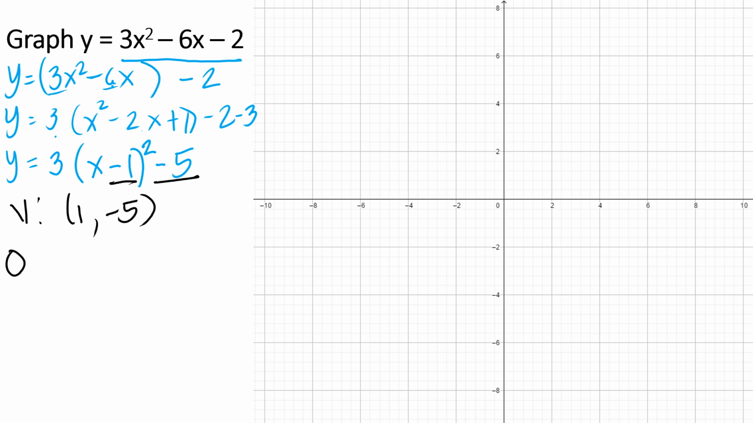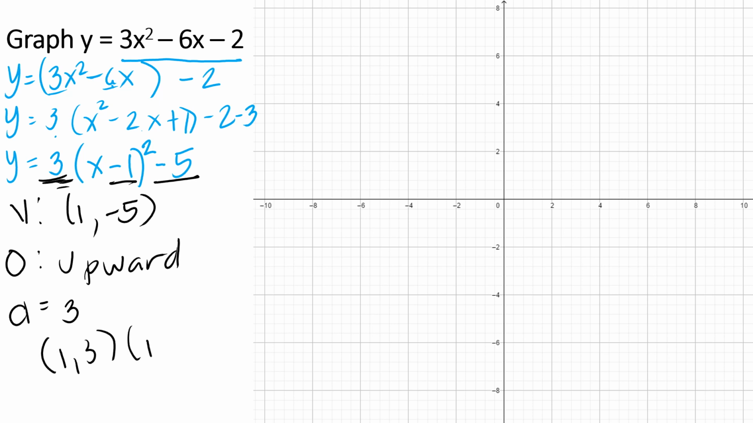Pagkatapos nun, ang opening. Opening natin, positive yung 3. So, upward ulit. Pero yung pattern na natin, ang value of a na natin ay positive 3. Okay. So, ang pattern natin ay 1, 3. Tapos ay 1, 9. So, vertex, opening, pattern.